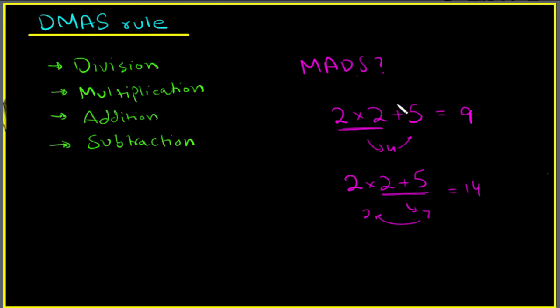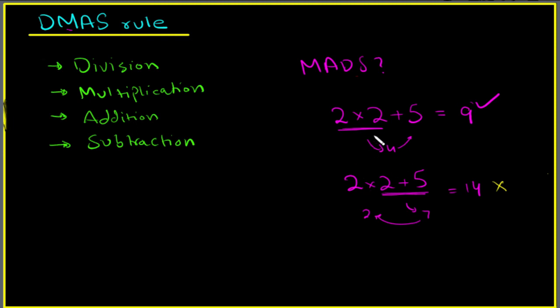So for example, if you're given a problem like this, you must always multiply first, right? Because in DMAS, M comes first. So it has to be this way: multiplication first and then addition. So you get 9, which is correct according to the DMAS rule. 14 would be wrong because you did addition first, prior to doing multiplication. So in that case, it would be wrong.